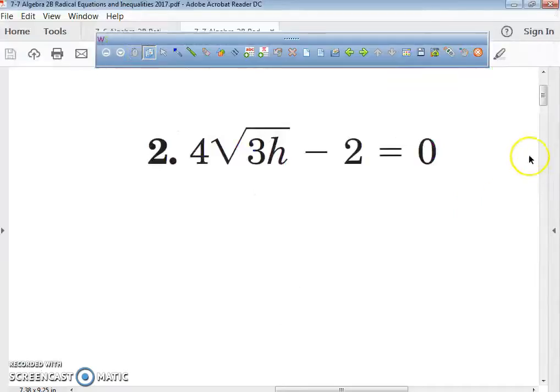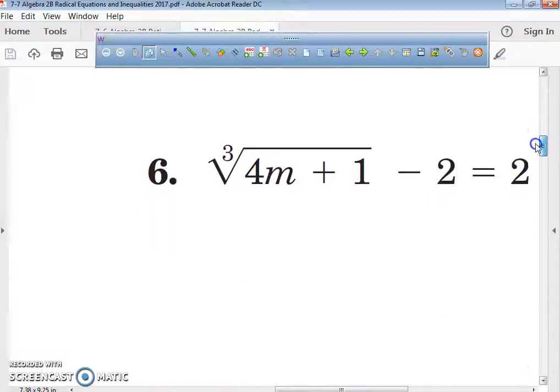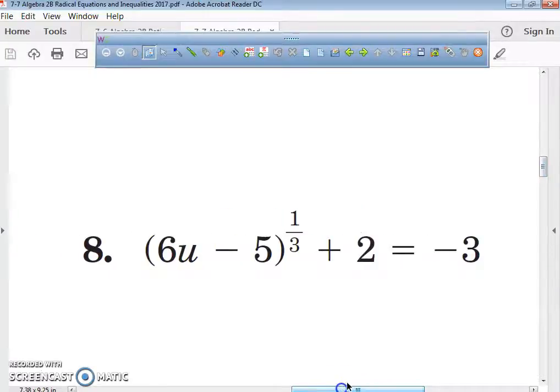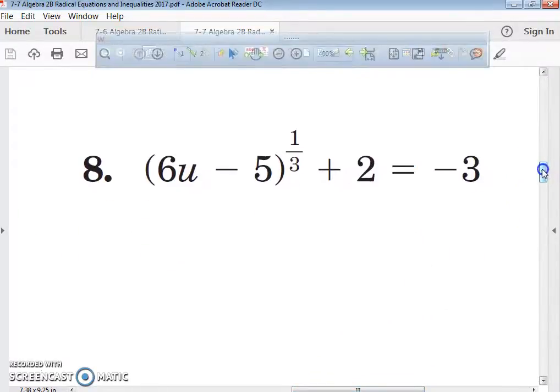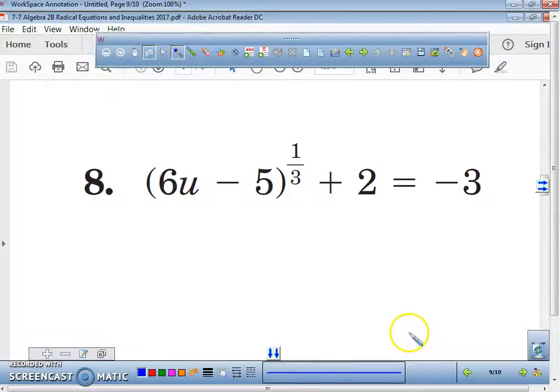All right. The next example problem, I'm going to skip all the way down to problem number 8. Okay, here's problem number 8. We're going to work through it from beginning to end, and this time we're actually using the concept of rational exponents instead of the concept of radicals.